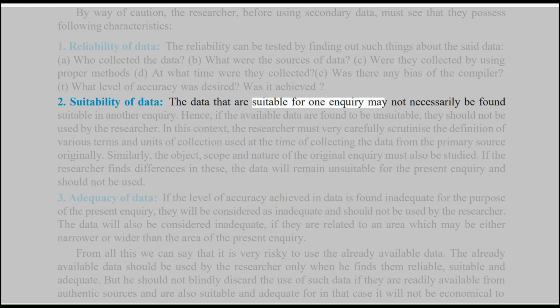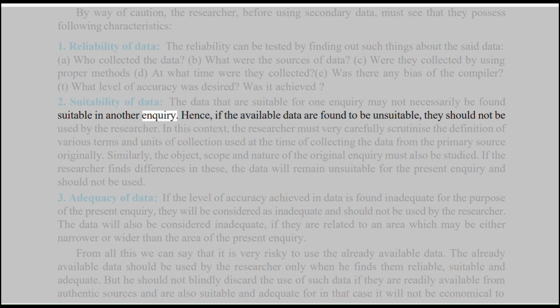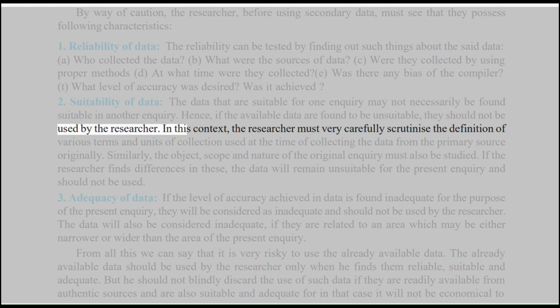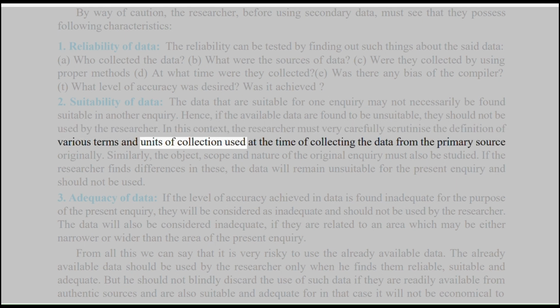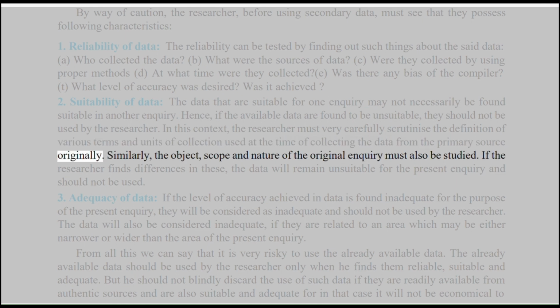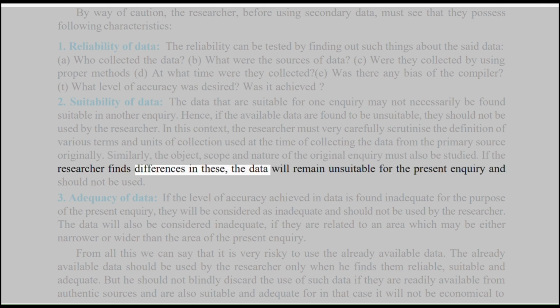2. Suitability of data. The data that are suitable for one inquiry may not necessarily be found suitable in another inquiry. Hence, if the available data are found to be unsuitable, they should not be used by the researcher. In this context, the researcher must very carefully scrutinize the definition of various terms and units of collection used at the time of collecting the data from the primary source originally. Similarly, the object, scope and nature of the original inquiry must also be studied. If the researcher finds differences in these, the data will remain unsuitable for the present inquiry and should not be used.